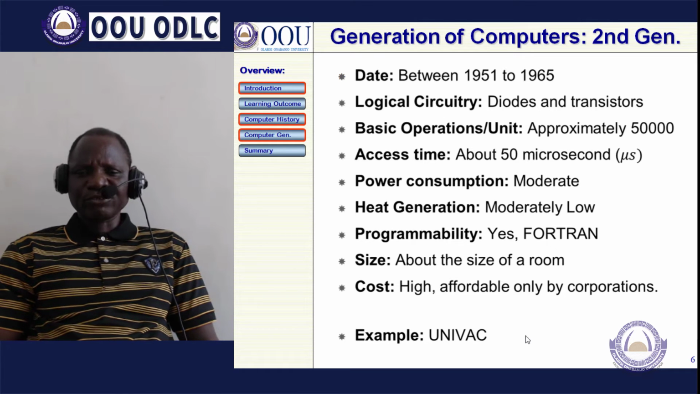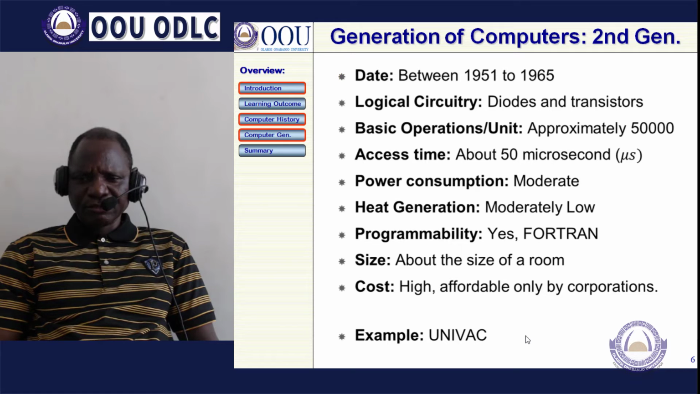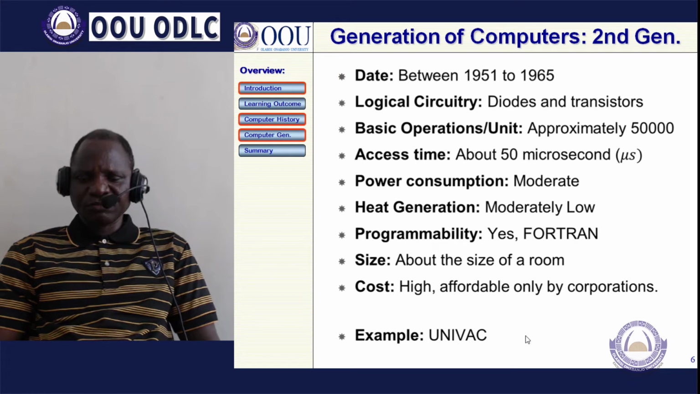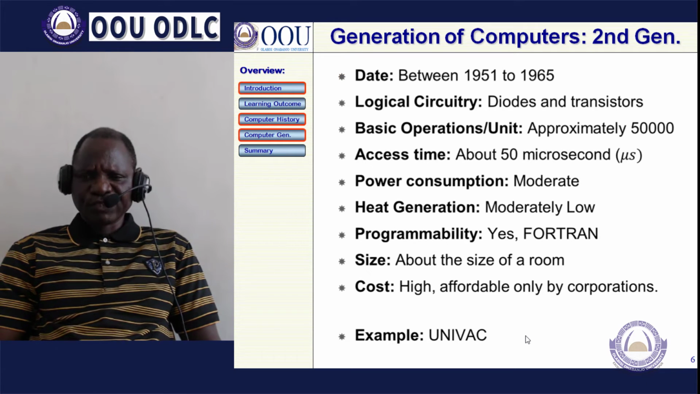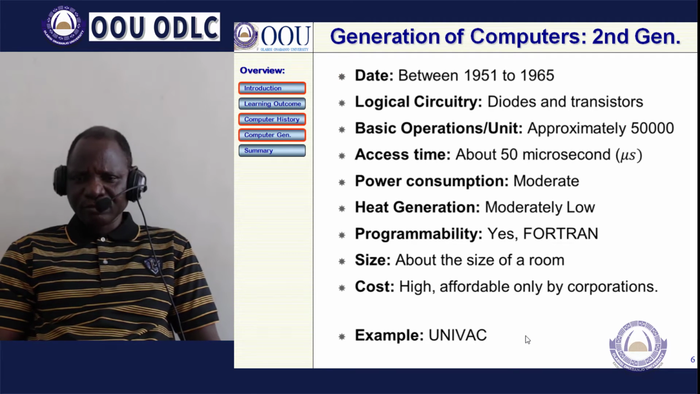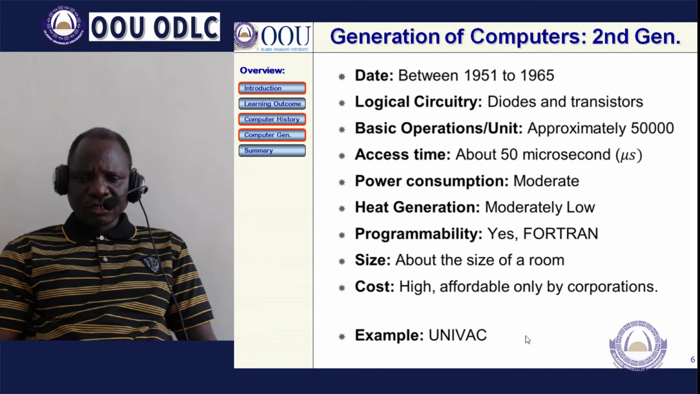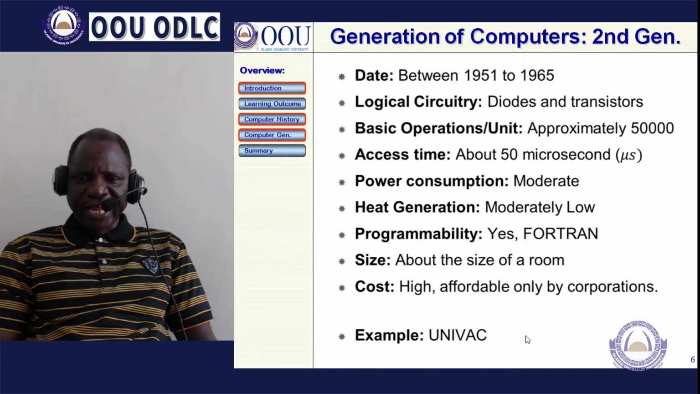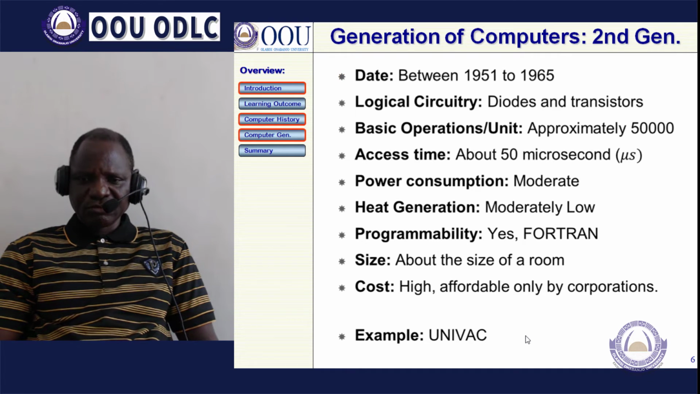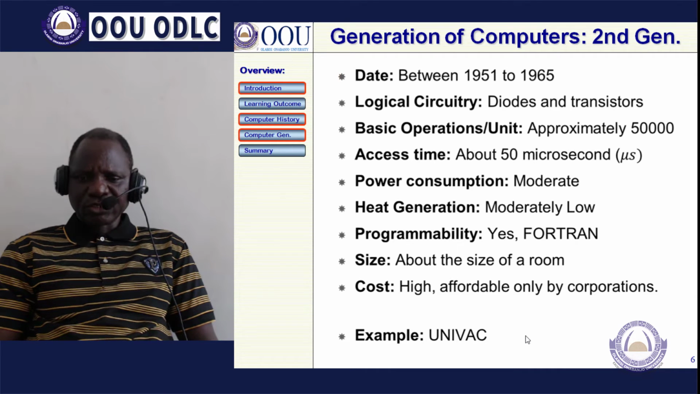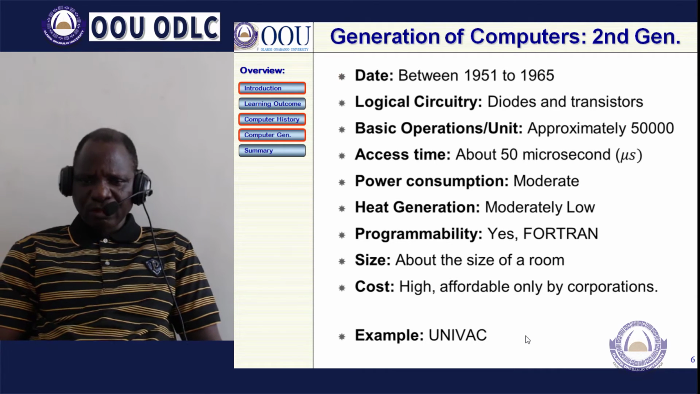The basic operations per unit improved considerably from the 5,000 it used to be for first generation to 50,000 operations per unit. And the access time was also considerably shorter, taking about 50 microseconds. The power consumption was not as high as that of the first generation, which makes them moderate. The heat generation was also moderately low.